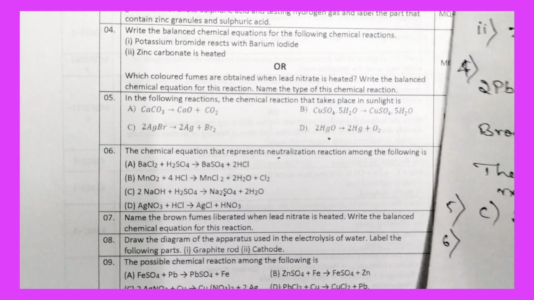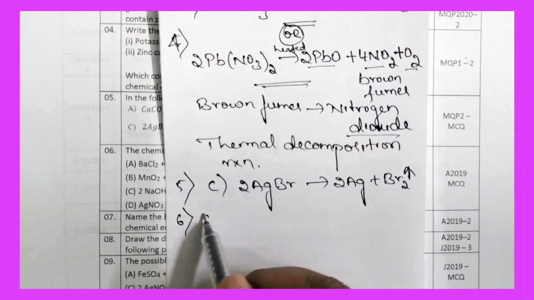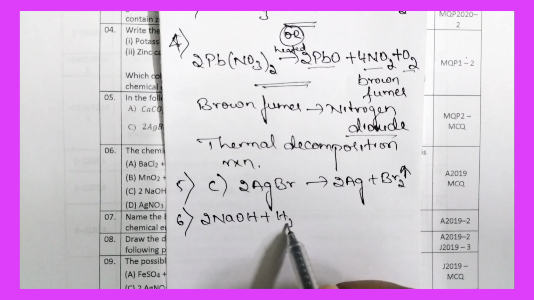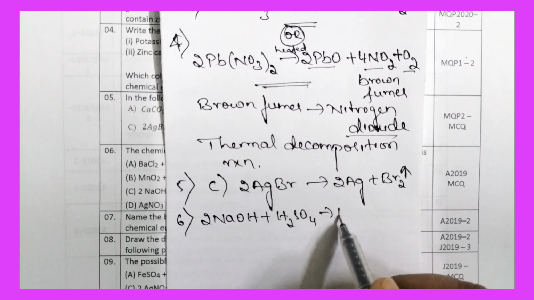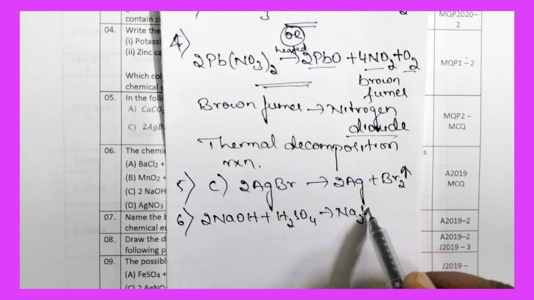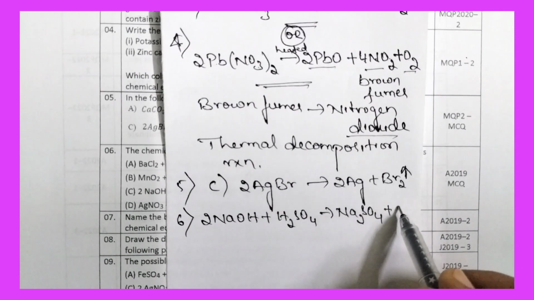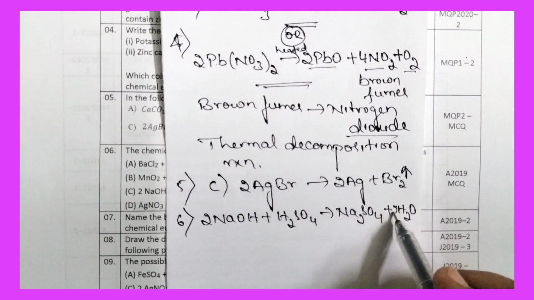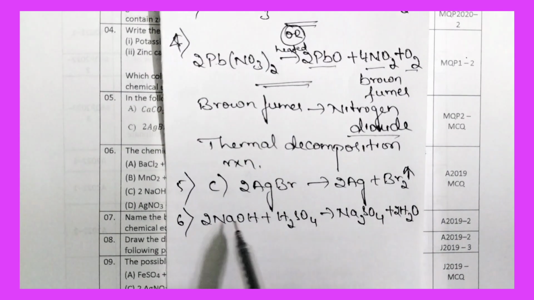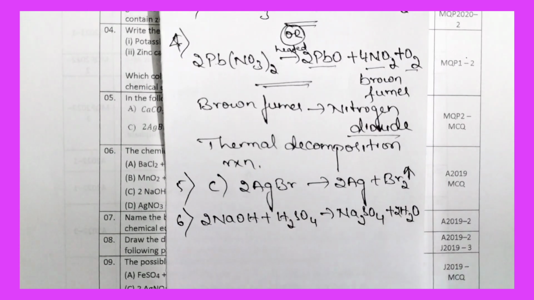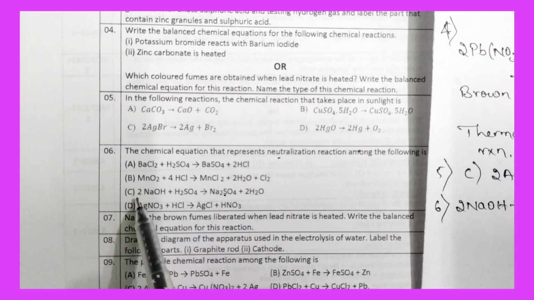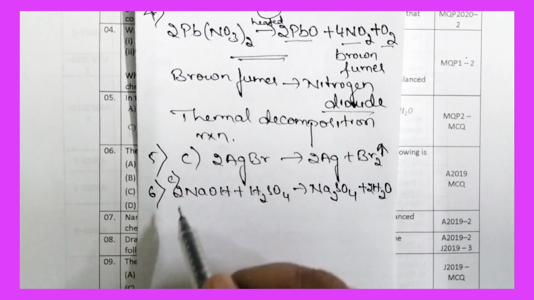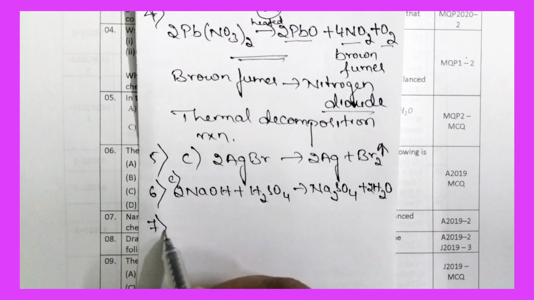That is 2NaOH plus H2SO4 gives rise to Na2SO4 plus 2H2O, because here 2 hydrogen, here 2 hydrogen, total of 4 hydrogen. So the right answer is option C, the neutralization reaction is option C.